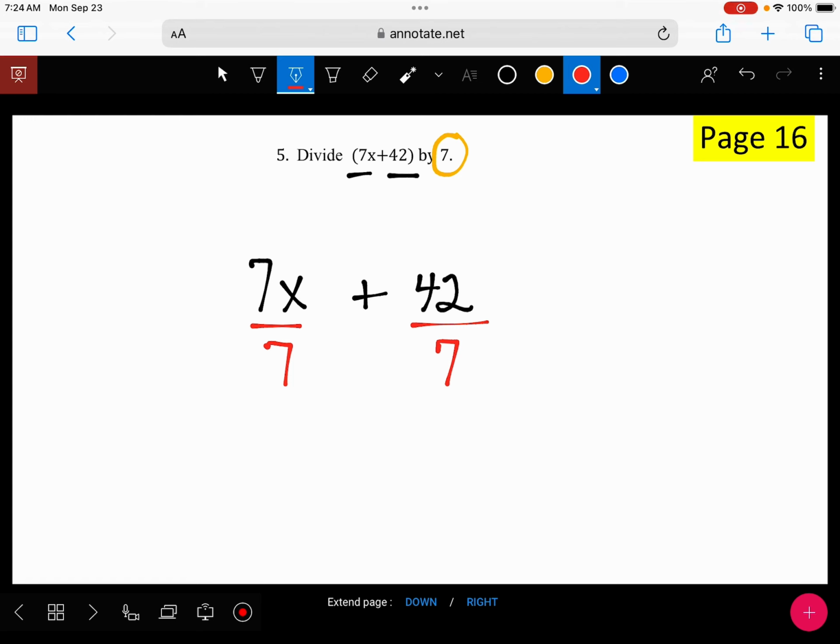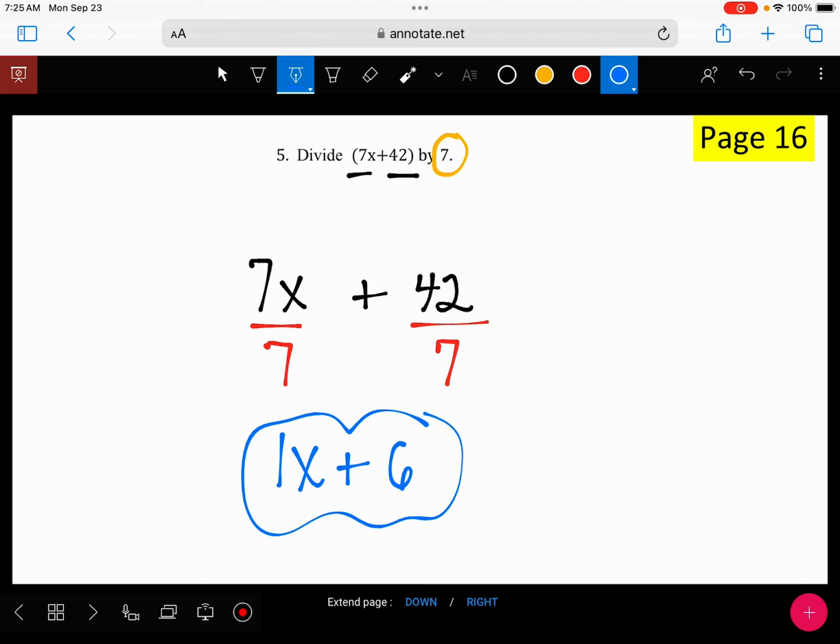So for the first one, 7x divided by 7, well, we just have 7 divided by 7, and 7 divided by 7 is 1. And 42 divided by 7, what is 42 divided by 7? 6. Good job. And that would be your answer.